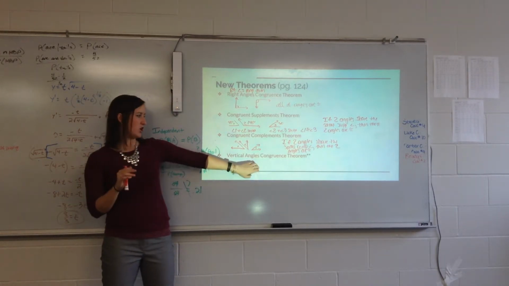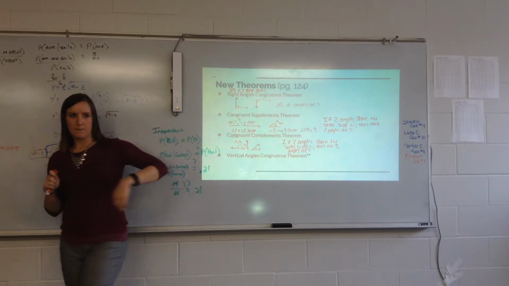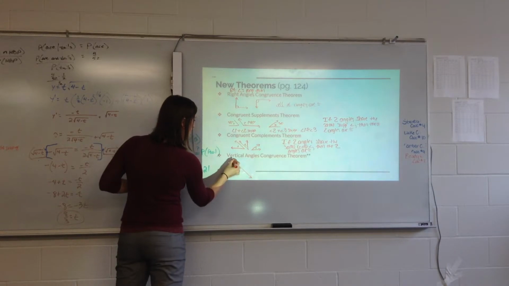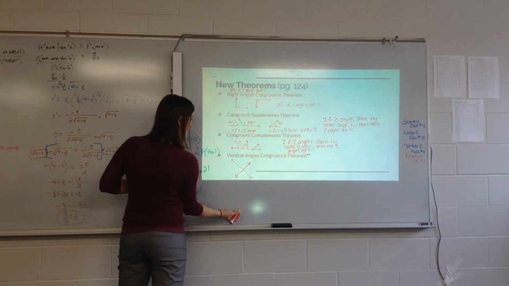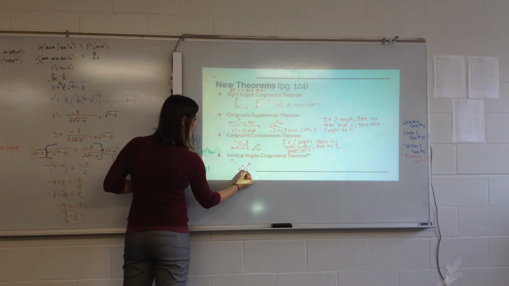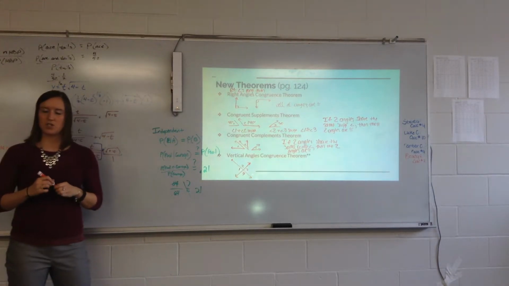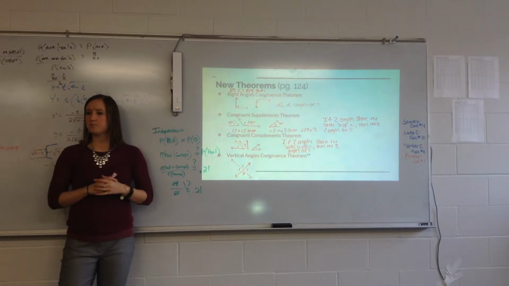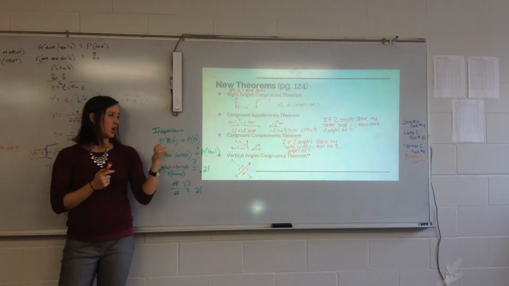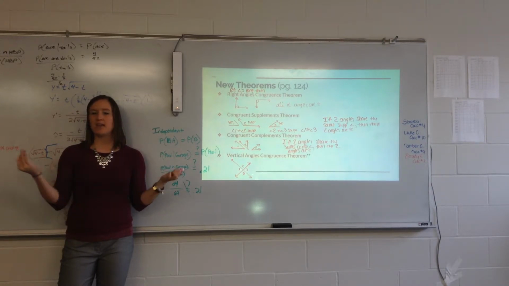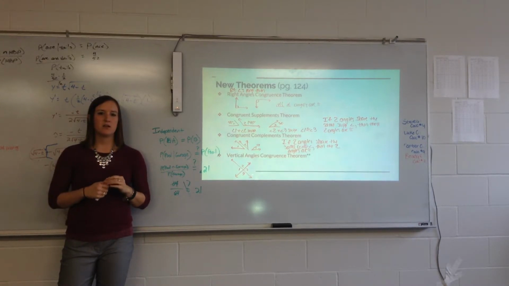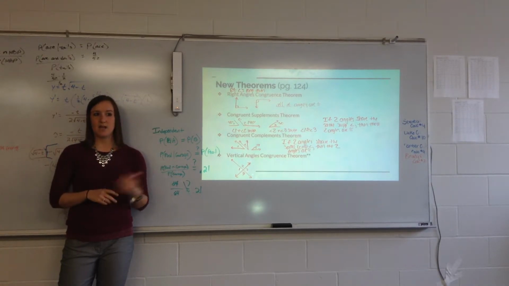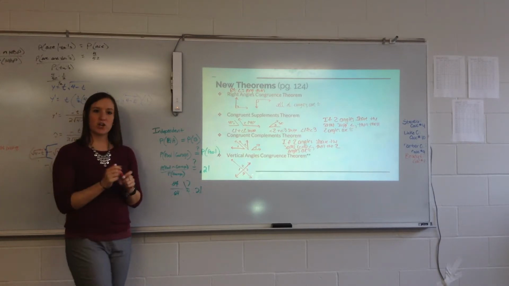Now, a lot of you might have known this one, but now we have a theorem for it. So we talked about vertical angles being what? Directly across from each other? So if here's angle 1, 2, 3, 4, which angles were vertical? 2 and 4, 1 and 3. Now, the vertical angles congruence theorem. Anybody have any idea what it's going to tell us? Read the name. What do you think? Vertical angles are congruent. Perfect. This theorem tells us that all vertical angles are congruent.